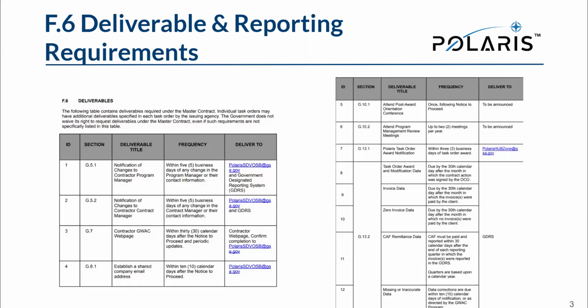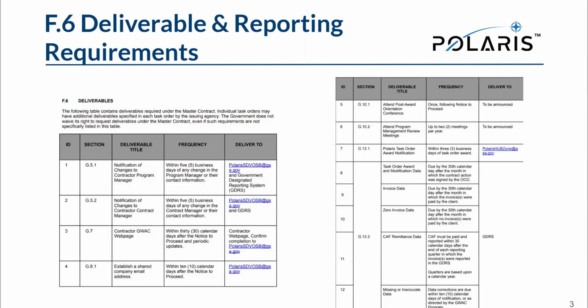Looking at the chart to the right, you would see the listed items under section 13.2. These items are expected to be reported to GDRS, which is the government designated reporting system. For your Polaris contract, the GDRS would be SRP.